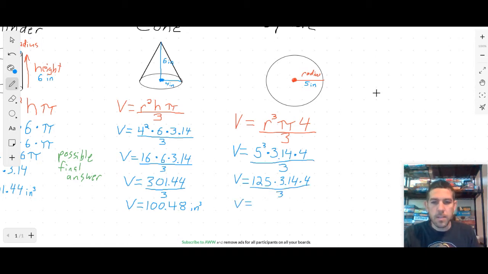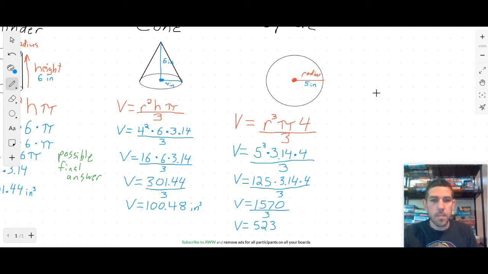And I know it's a lot of work, but we have a calculator that can do most of this work. 125 times 3.14 times 4 is going to give us an answer of 1,570, then divided by 3. And so when you divide it by 3, we get a final answer of 523.